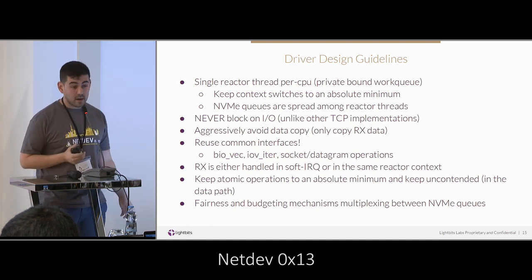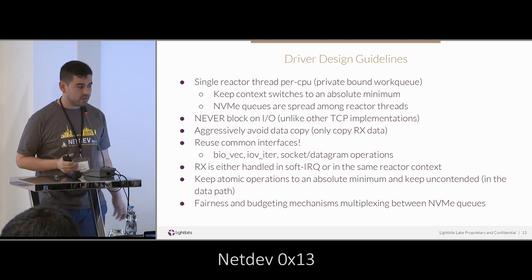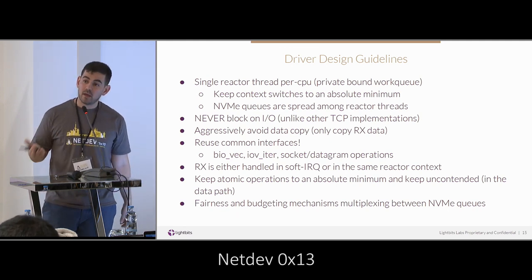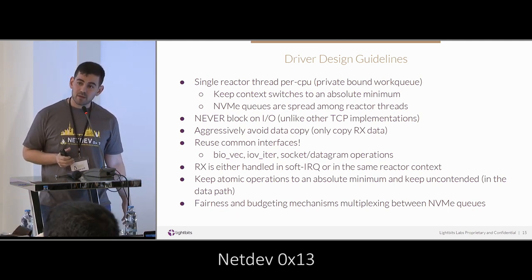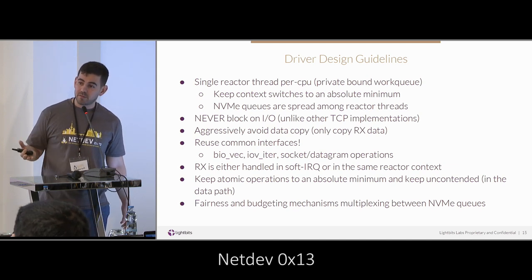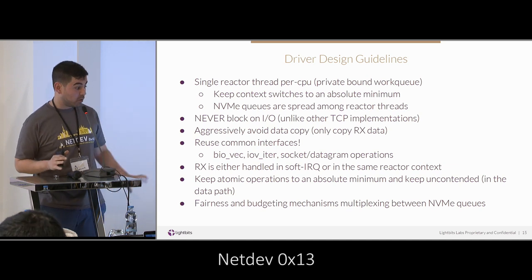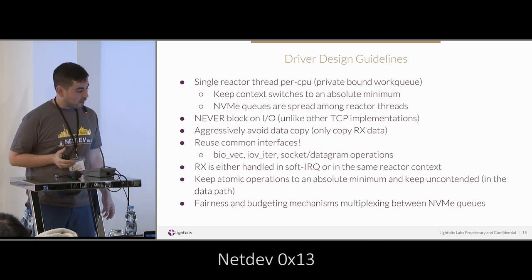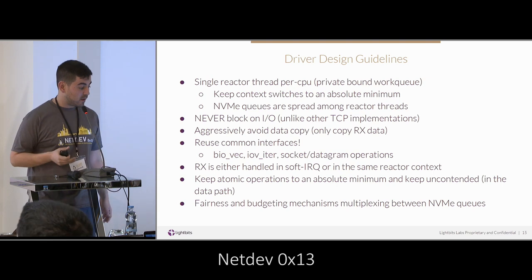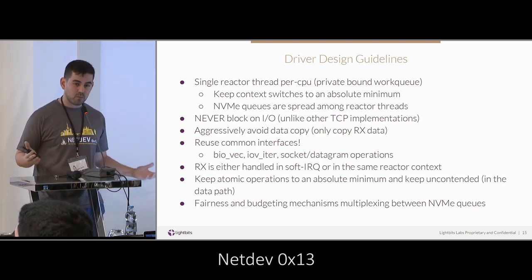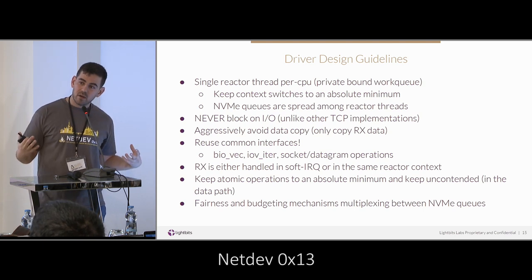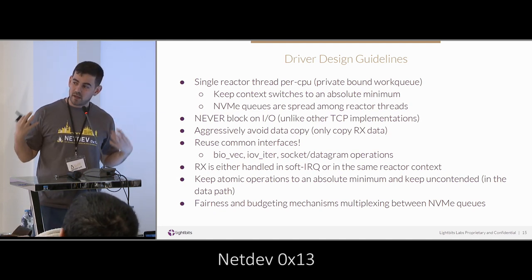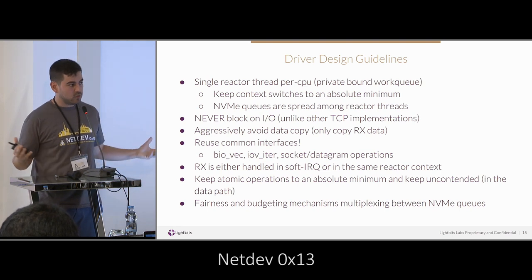We never block on I/O, unlike other TCP implementations, for those of you who are familiar with them. We aggressively avoid data copy, so currently we are copying in the RX path. We have plans to change that as well, but today the TX path is zero copy, without any copy. We had some issues with that, but RX is still single copy, and we would like to change it. We reuse common kernel interfaces: bio_vec, iov_iter, socket datagram operations. We didn't add any other transport layer inside our protocol. We wanted to use as much as possible the existing stuff from the kernel and just use it wisely.